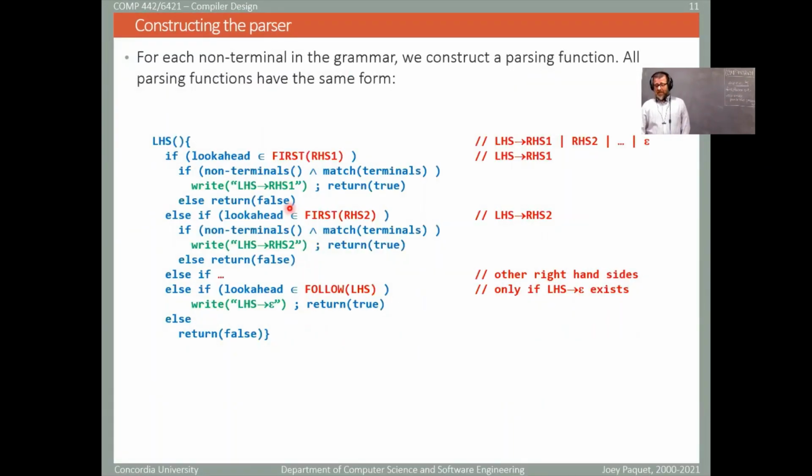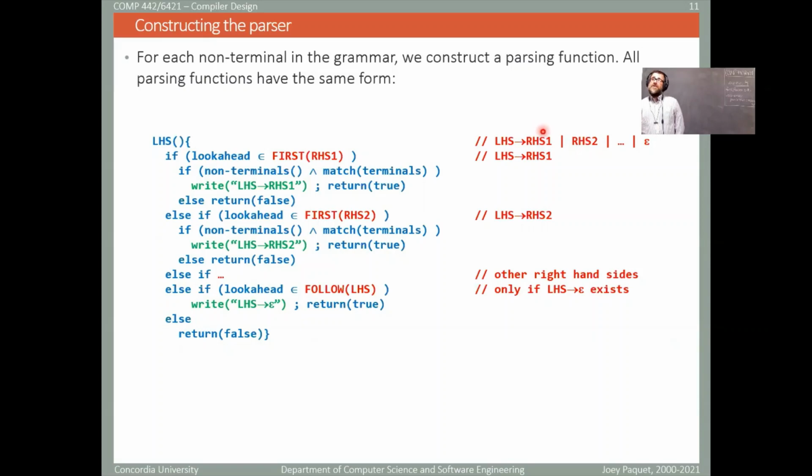Now, what's the generic definition or form of a parsing function? Let's say you have rules in your grammar of the form left-hand side gives right-hand side 1 or right-hand side 2 or epsilon. That's a generic definition of a rule, or a set of rules, that define the non-terminal LHS in your grammar.